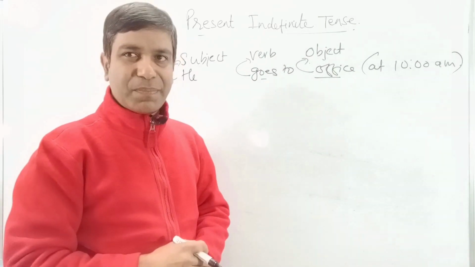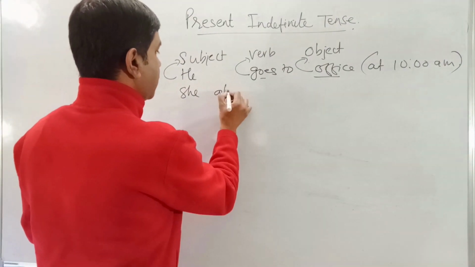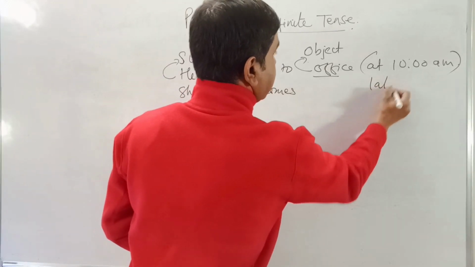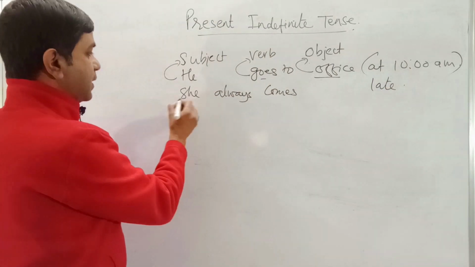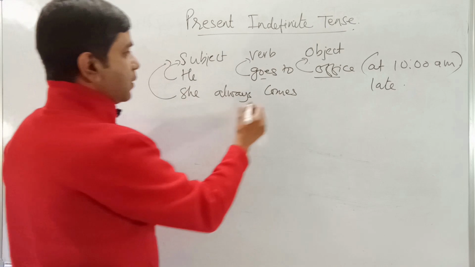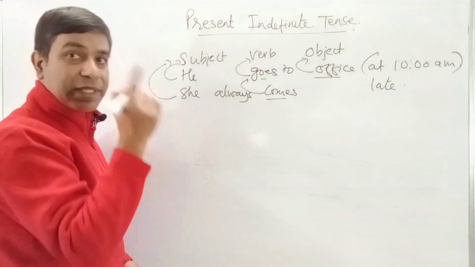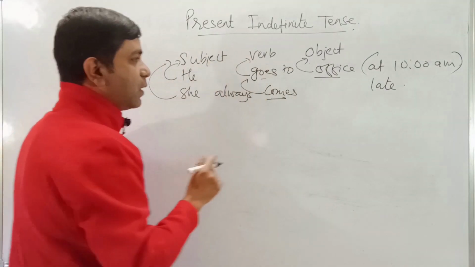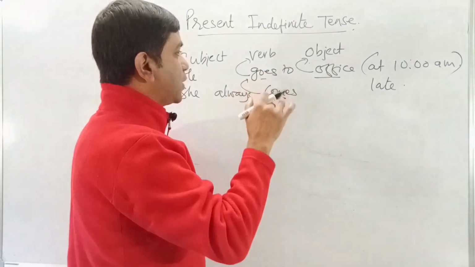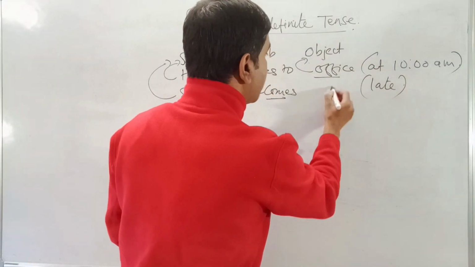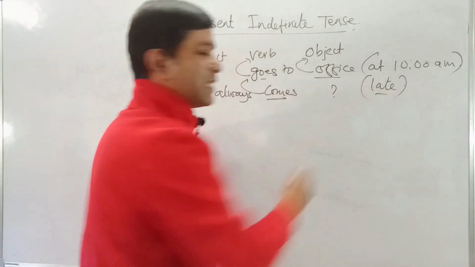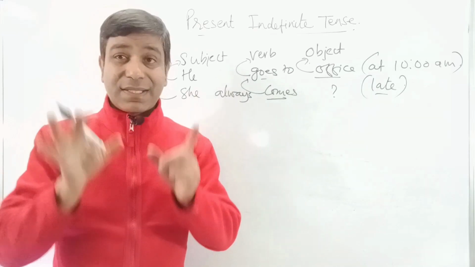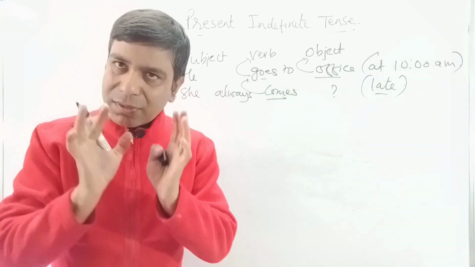Let's take another example. She always comes late. Now, in this sentence, she is the subject, comes is the verb because it is a doing word. She, what does she do? She comes. So comes is a doing word, it's a verb, and there is only one verb. And what does she do? She comes late. So there is no object in the sentence. Late is the extra information presented in the sentence. So you see that the sentence is still complete even without the use of an object.